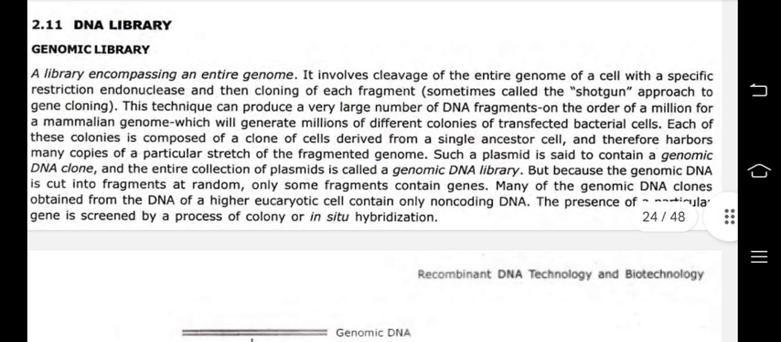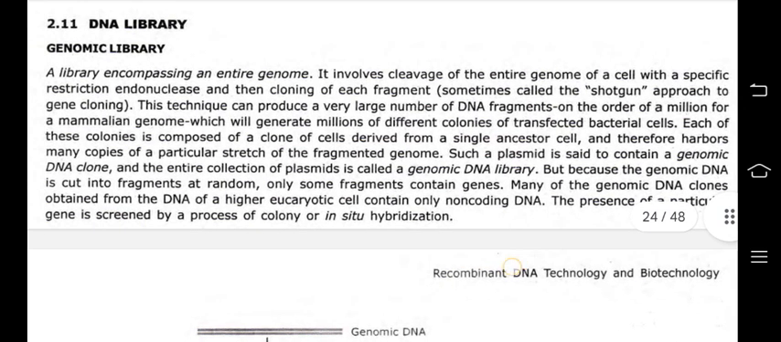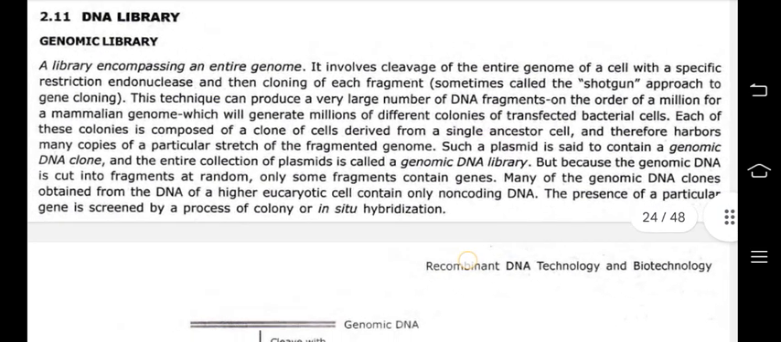The next major topic is DNA library or a genomic library, a library encompassing an entire genome. It involves cleavage of the entire genome of a cell with a specific restriction endonuclease and then cloning of each fragment, sometimes called the shotgun approach to gene cloning.